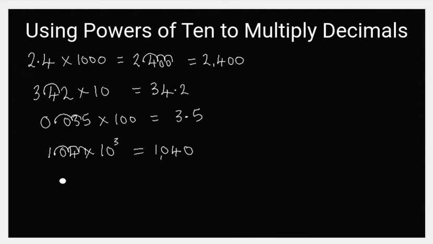Okay. Let's see. 57.8 times 10 raised to the power 2. Okay, so we'll move this how many times? You got it right, 2 times. We'll move it here, that'll be 5, 7, 8. We'll move it one more time, that means we need to add a 0 right here. So this will be 5,780, or 5,780.0 if you want to put that. Okay, so this is how to multiply decimals using powers of 10 or multiples of 10.